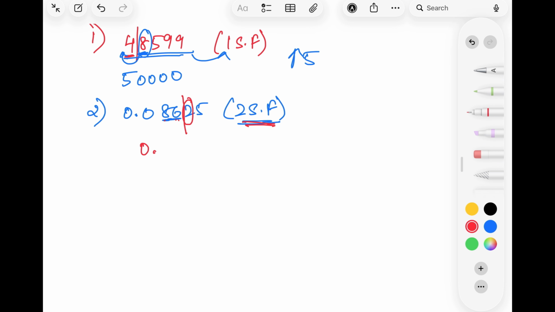So the number becomes 0.086. And we are not supposed to write two zeros here. Why? As I told you, trailing zeros sometimes are significant, and there is a decimal point. So if I put 0 here, it will become significant, and then it will become 4 significant figures. But we need to write the answer only up to 2 significant figures. So we stop here. That's it for today.